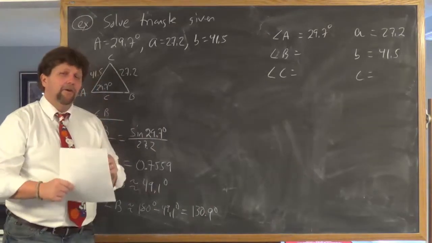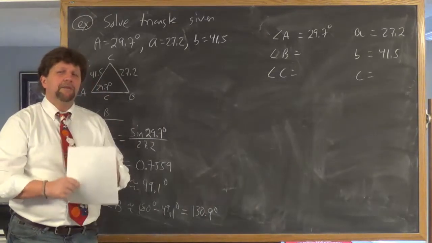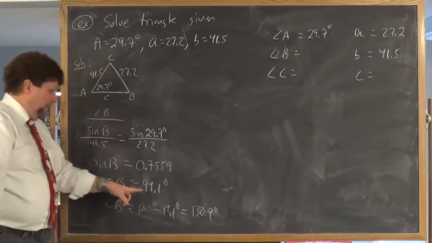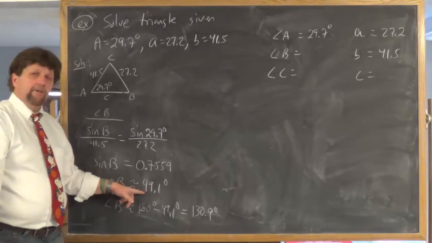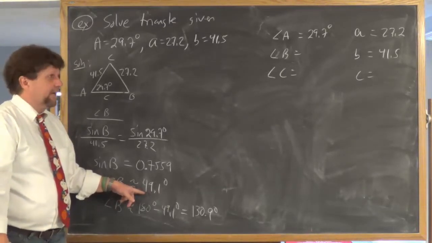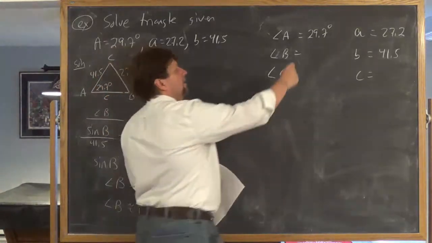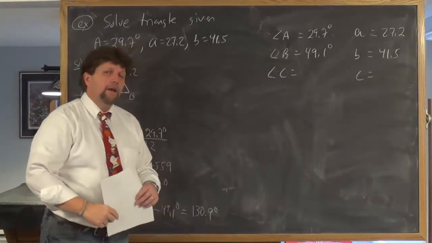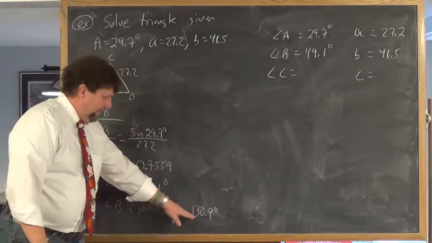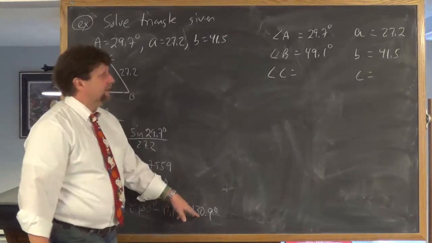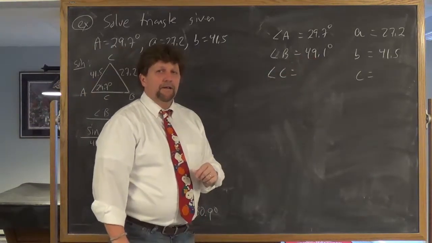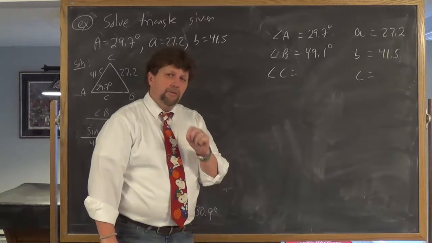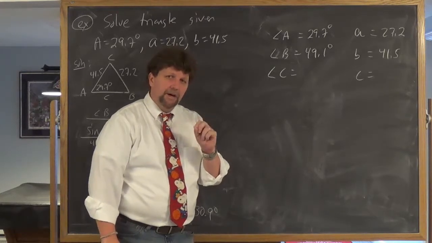Alright, so now how do I know if the given information has given me 1 or 2 triangles? Well, we know it's got at least one with an angle B of 49.1 degrees. But look at this. What if I put 130.9 degrees in for angle B? Would there be another triangle? Yes, there would be. And this is the key part.